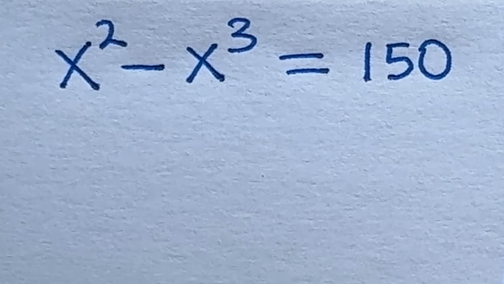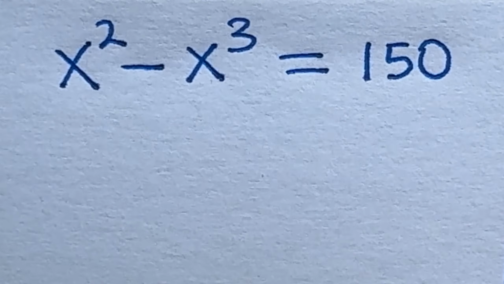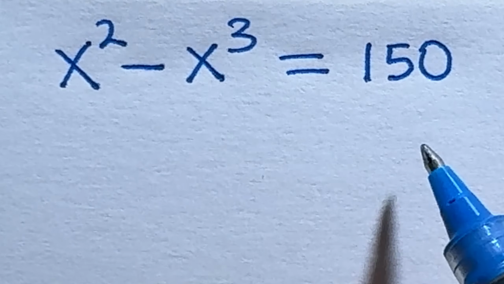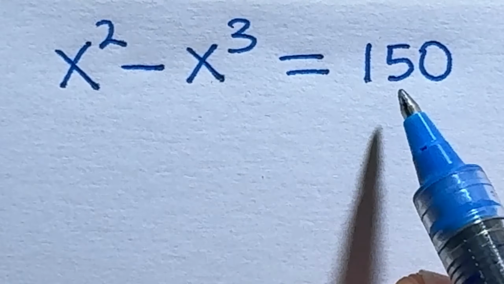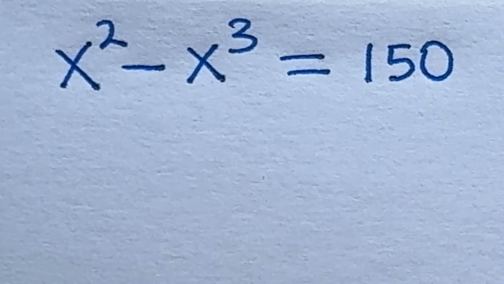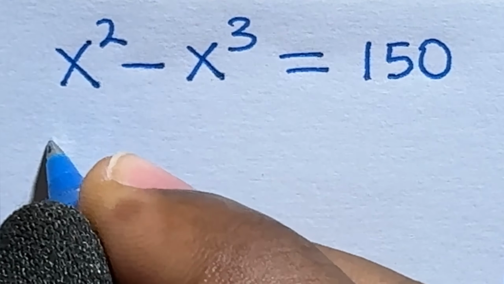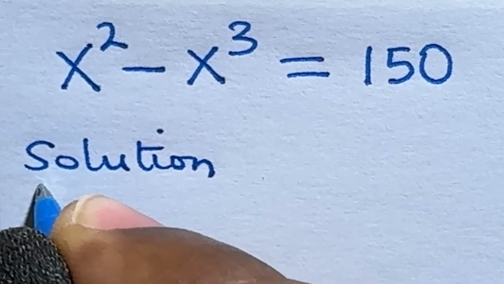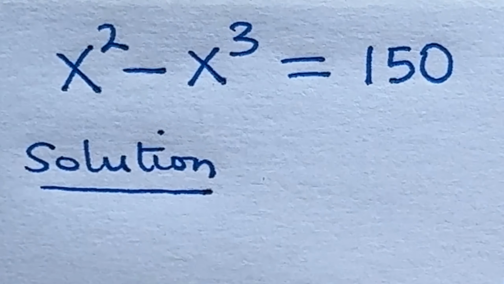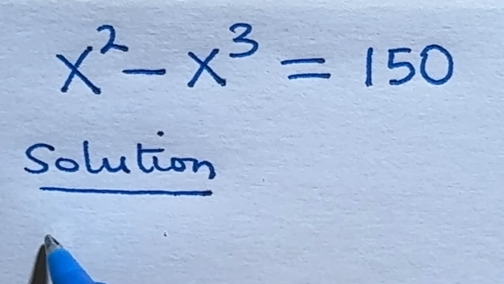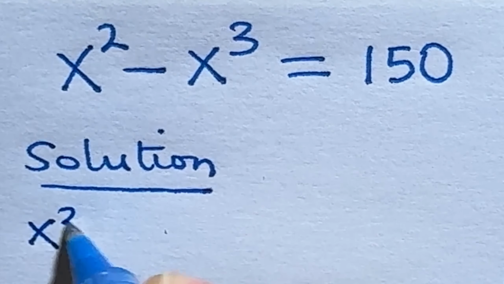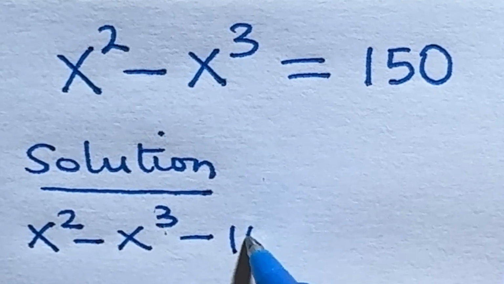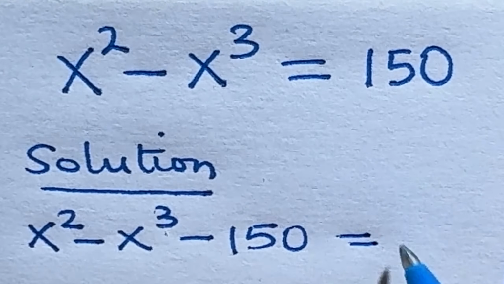Let us solve for x in this exponential problem. x squared minus x raised to power 3 is equal to 150. What I will do is first transfer 150 to the left hand side. So if I transfer 150 to the left hand side, the equation now becomes x squared minus x raised to power 3 minus 150 is equal to 0.